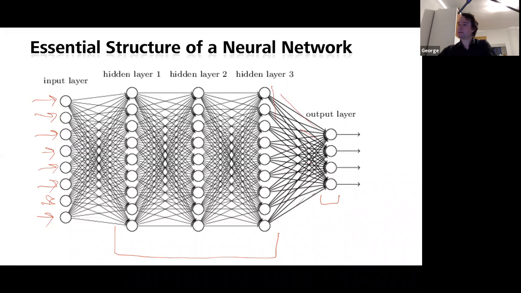So for example, for this neural network, we have this many inputs and it produces 4 outputs, which, if it's a classification network, could classify something into 4 classes, like a dog, a cat, a house, and a car.